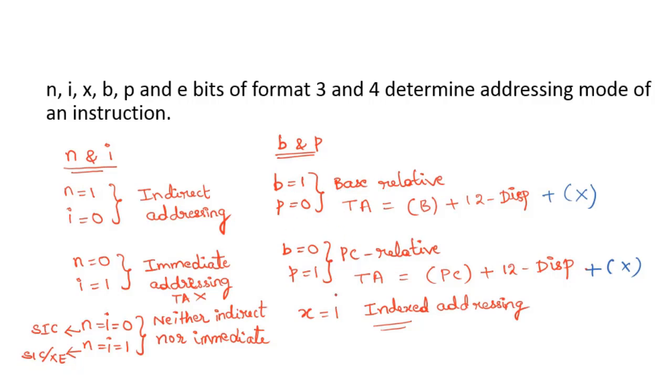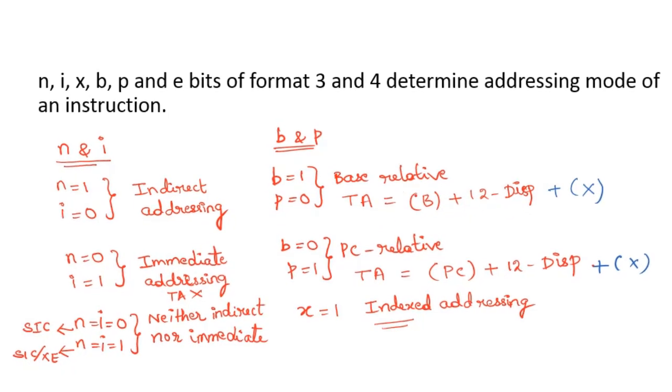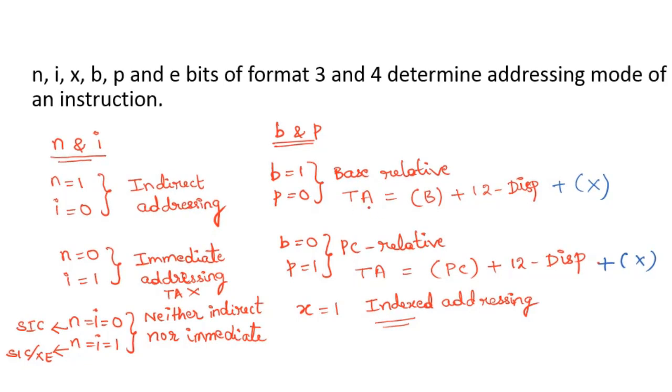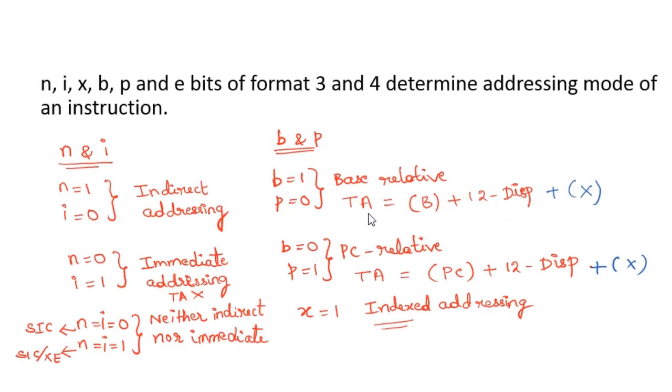Relative addressing can be combined with indexed addressing. When it is combined with index addressing, we have to add the contents of X along with the B or PC along with the displacement while computing the target address. So that is all. Now we will take up few examples which will help us to understand the addressing mode and also the target address computation in each case.